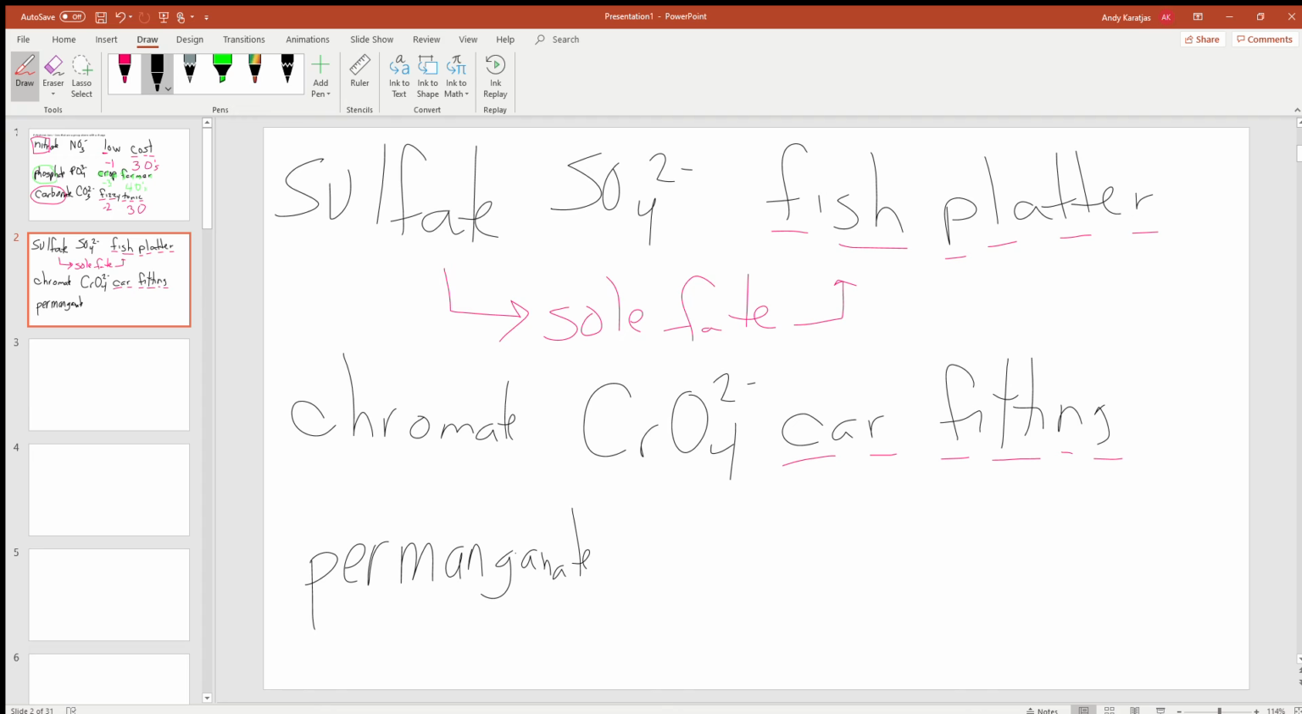And then the last one in this group is permanganate, MnO4-. And you could think of magnate, which might make you think of an oil magnate. Oil, 1 consonant sound, -1. Magnate, 4 consonant sounds, 4 oxygens.